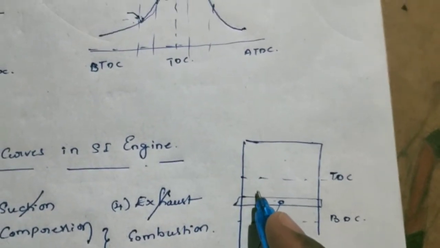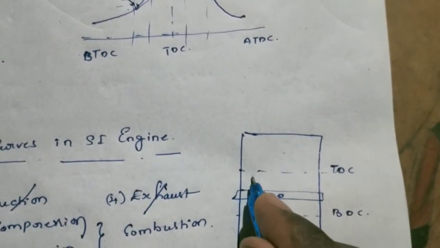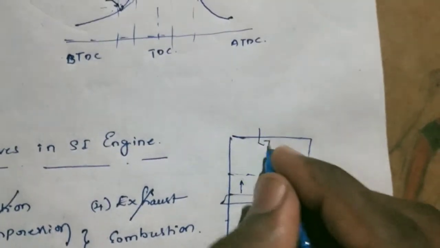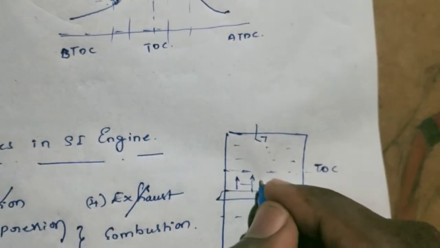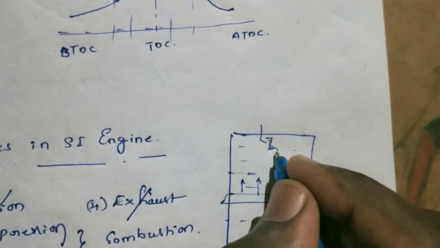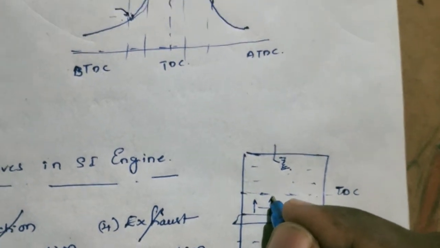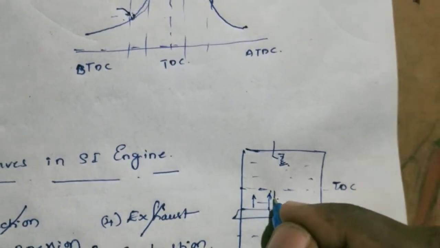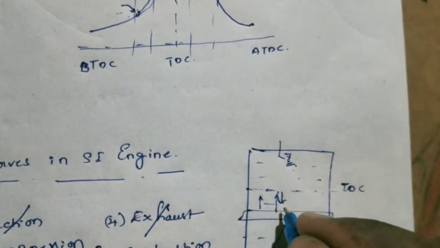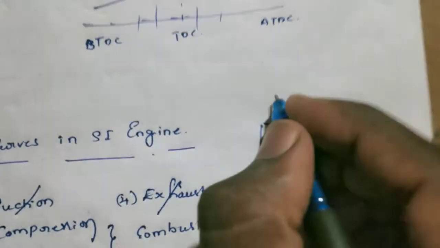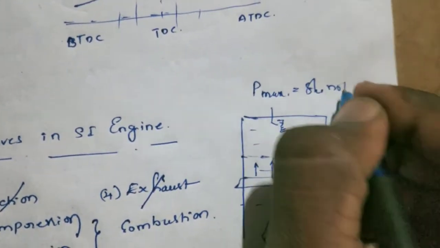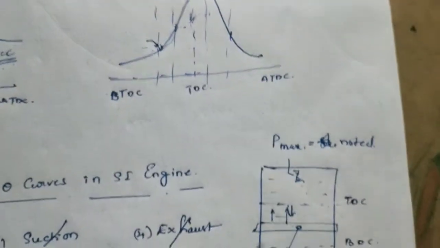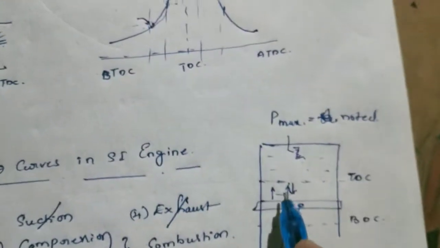Before TDC, that means the compression starts before reaching the TDC. The spark plug is here, the charge is present, and before completion of the compression the spark ignites. When it reaches the TDC and goes back, expansion takes place. At that time the peak pressure should be noted. Can you understand what I am saying?